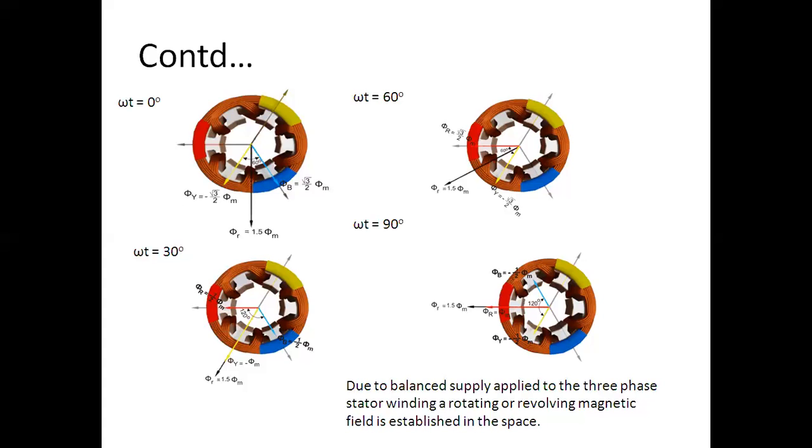So from those four pictorial views, we can say that a rotating magnetic field is generated when a balanced three-phase supply is applied to the stator winding. A rotating or revolving magnetic field is generated in space.